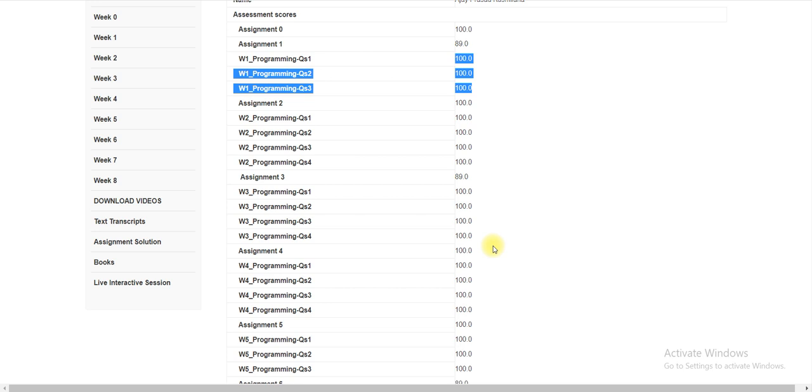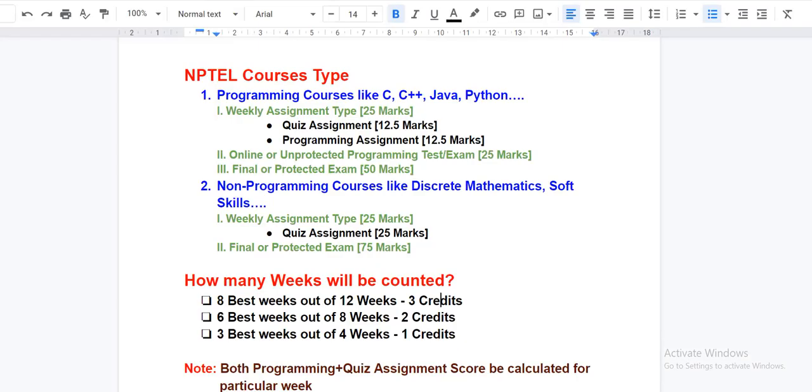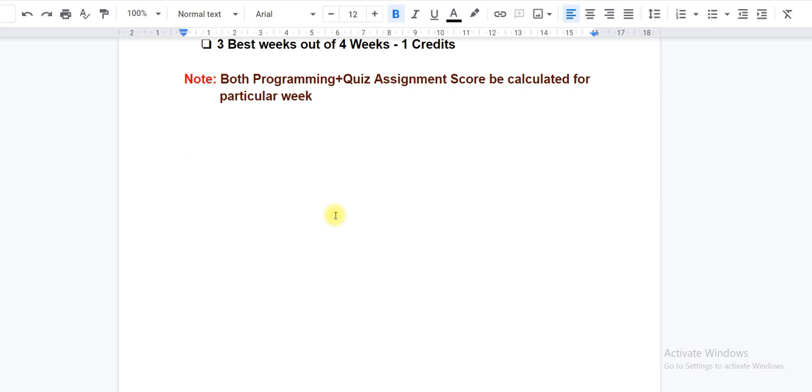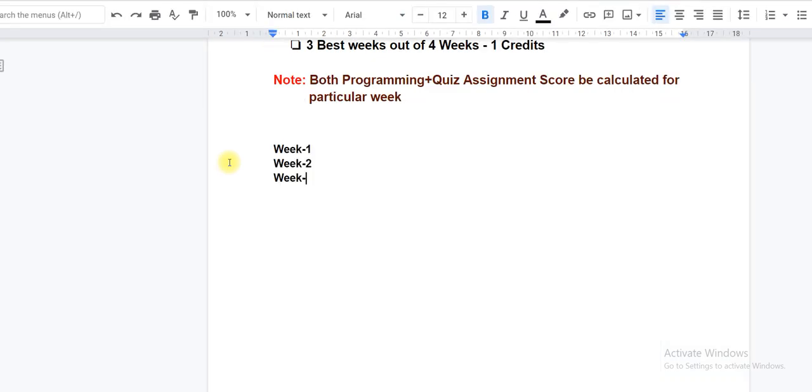Okay, so let me just do it very roughly. Coming to this course, let me calculate. So week 1, okay, and week 2. Let me copy and paste so it will be easier. So week 3, week 4, week 5, week 6, week 7, week 8.